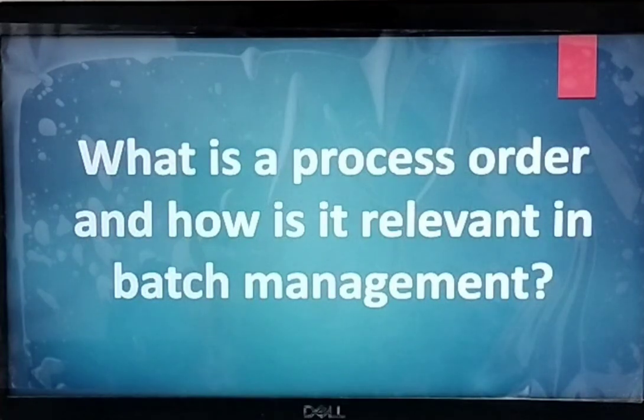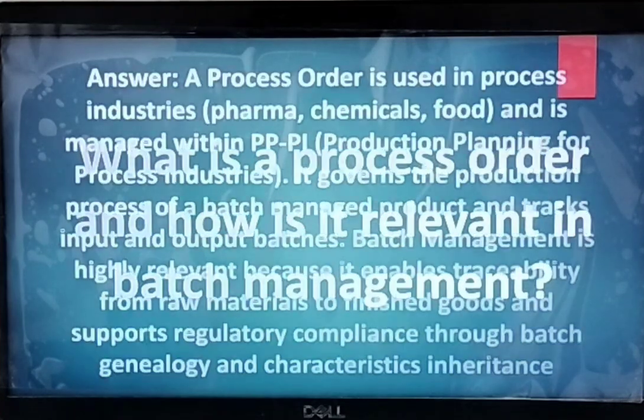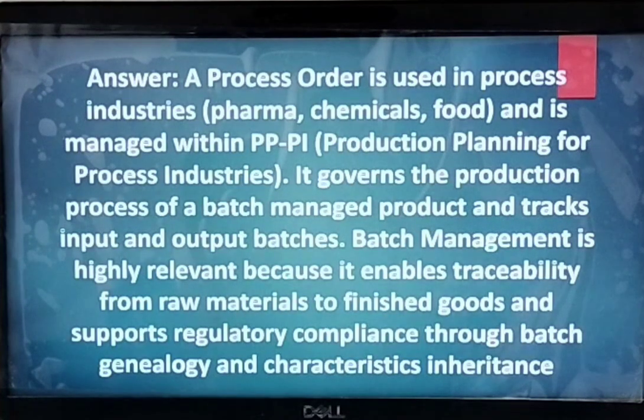The first question is, what is a process order and how is it relevant in batch management? The answer is, a process order is used in process industries, as I said, pharmacy, chemicals, food and beverages, and so on. It is managed within PP-PI, that is production planning for process industries. It governs the production process of a batch managed product and tracks the input and output.